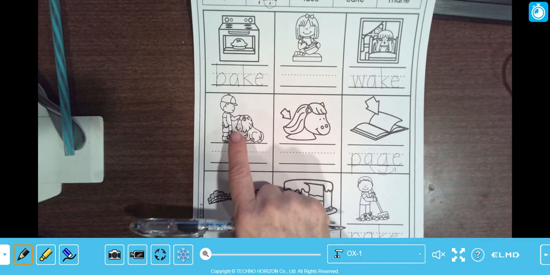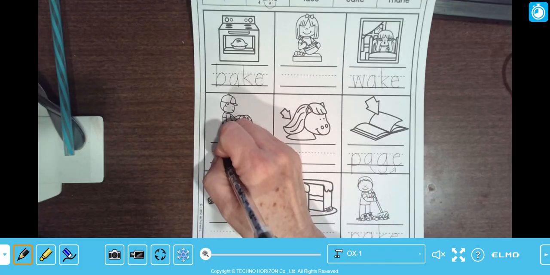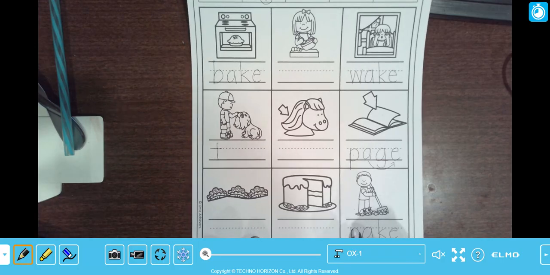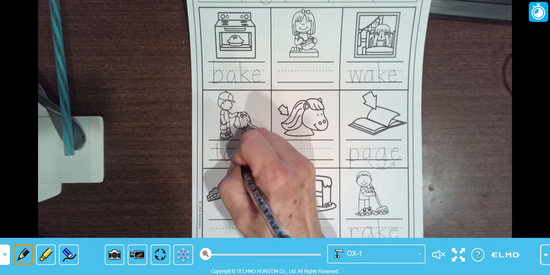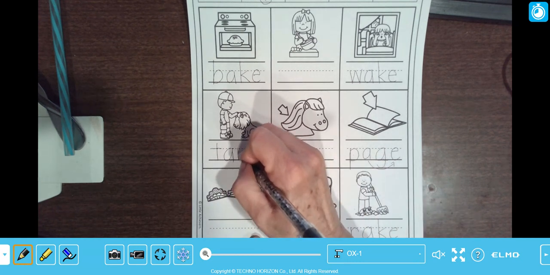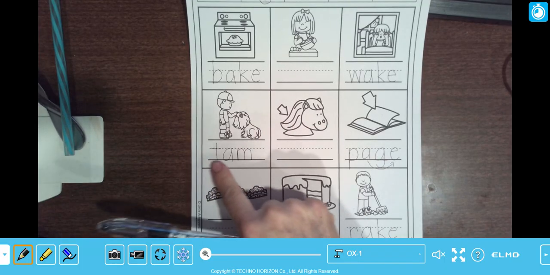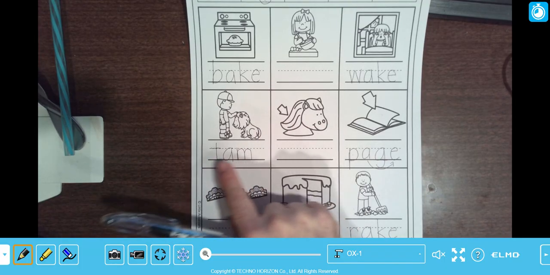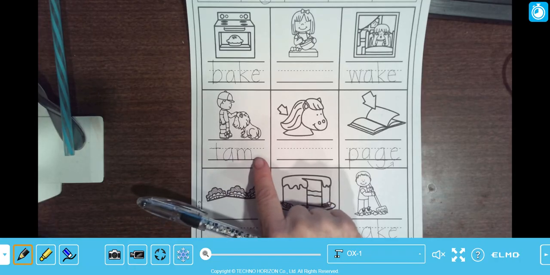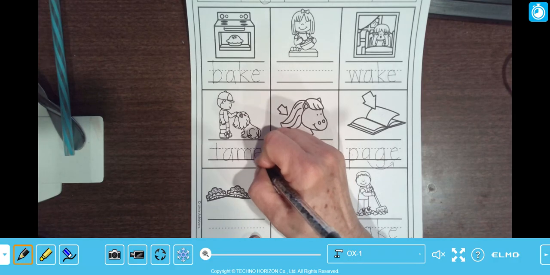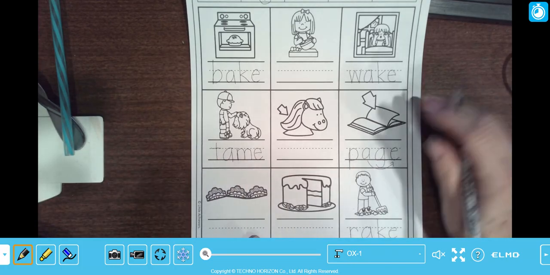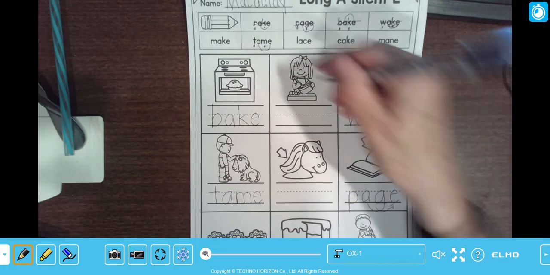So let's write the word tame here. Okay, so T. There's a T. And then the A. T, A. Tame. Now, if we leave it like this, it's not tame, it's tam. T, A. How do we change this into an A sound? We add the silent E at the end. T, A, tame. Go ahead and write that down. I'm going to cross off the word tame.